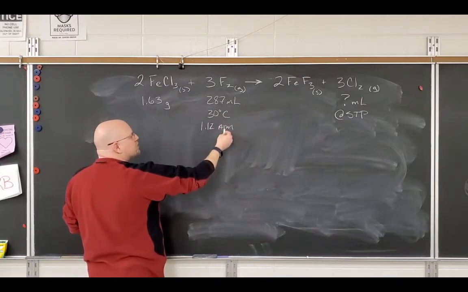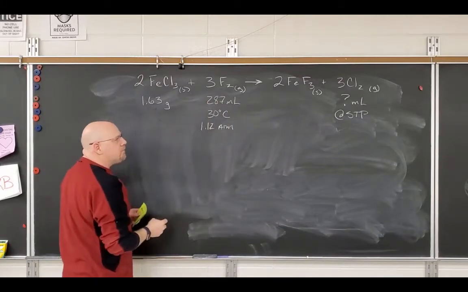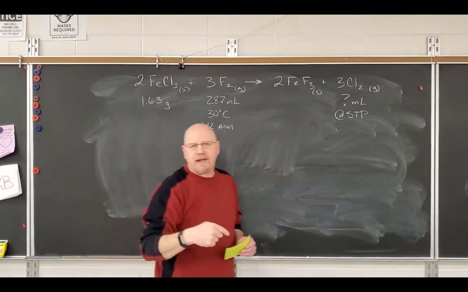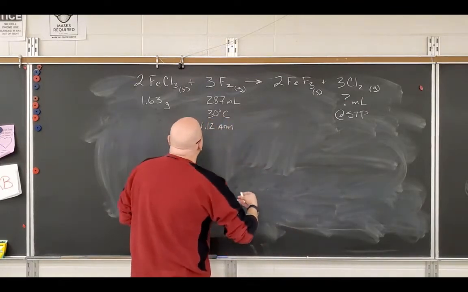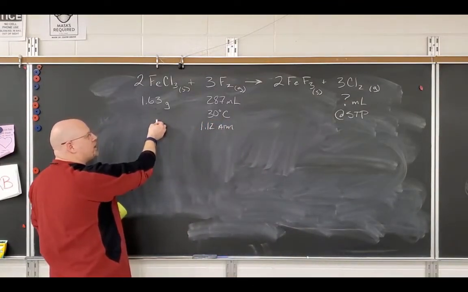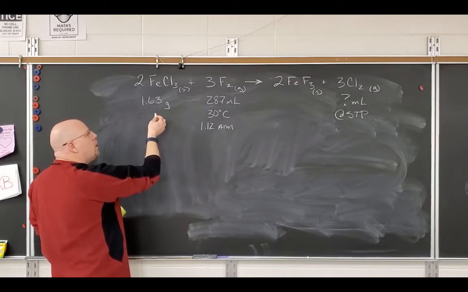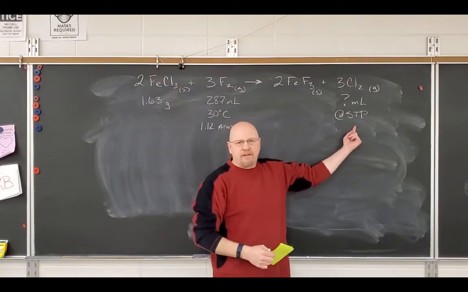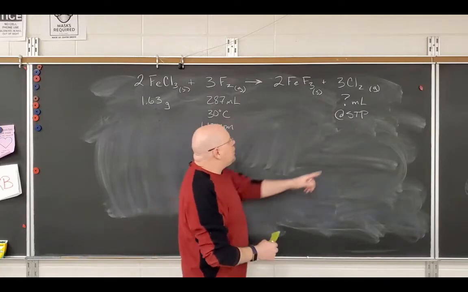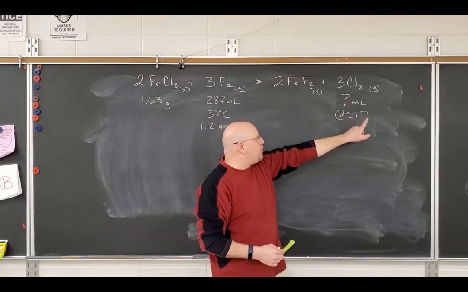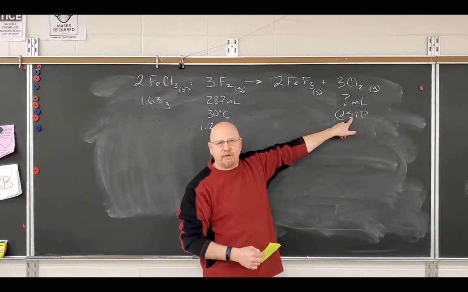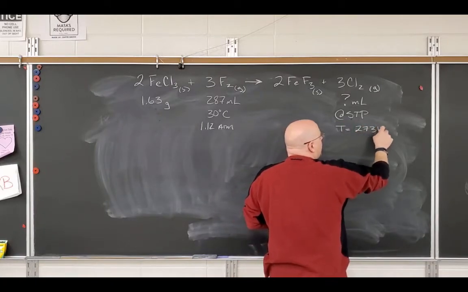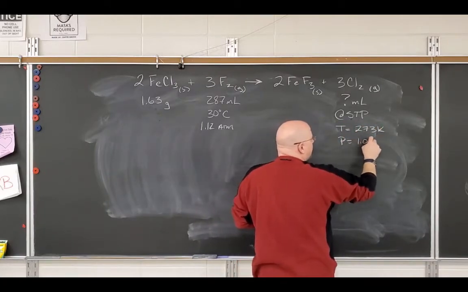So we're given the pressure, the temperature, and the volume for our fluorine. That means we're given enough information for this element to plug into the ideal gas law to find the number of moles. We can do a traditional stoichiometry problem with the iron chloride, with the difference being that in both of these, we're going to have to do the ideal gas law for our product. We're asked about the volume, but we're given our temperature and pressure. Remember, standard temperature and pressure means that our temperature is 273 Kelvin, and that our pressure is 1 atmosphere.